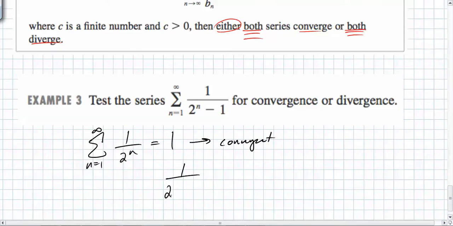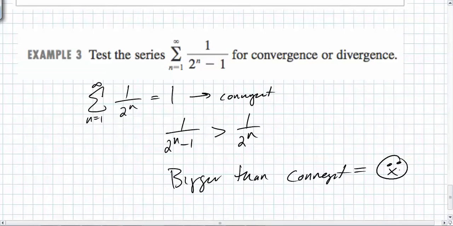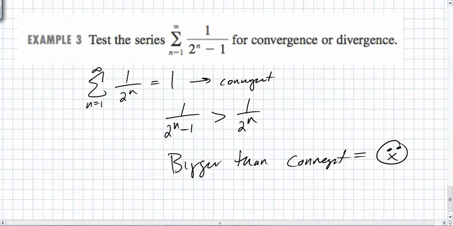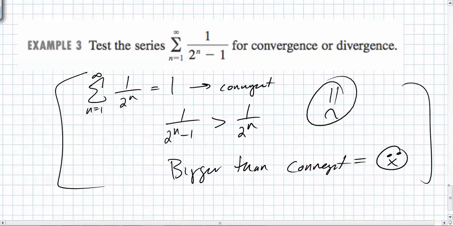However, 1 over 2 to the n minus 1 is greater than 1 over 2 to the n. What do we know about bigger than convergent? You don't know. Does that make sense? So you look at your comparison test and you say, okay, I can't really do much with this, right? So this right here is our first attempt, and we're like, oh, frowny face. Okay. So instead, I'll bring this down so we can get it out of the way.